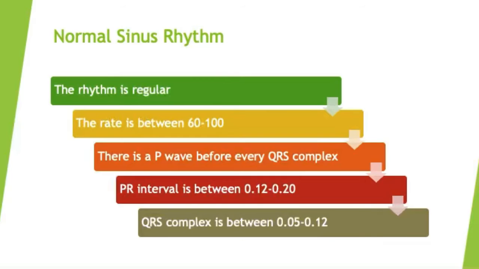We know that the rhythm that we just looked at is normal sinus rhythm because the rhythm is regular. The rate's between 60 and 100. There's a P wave before every QRS complex. The PR interval is between 0.12 and 0.20, and the QRS complex is between 0.05 and 0.12. Those are the 5 steps that we use to interpret our patient's rhythm.